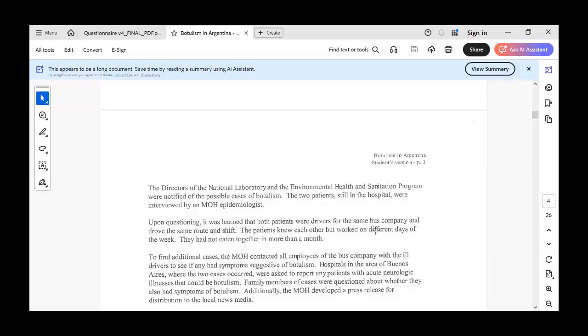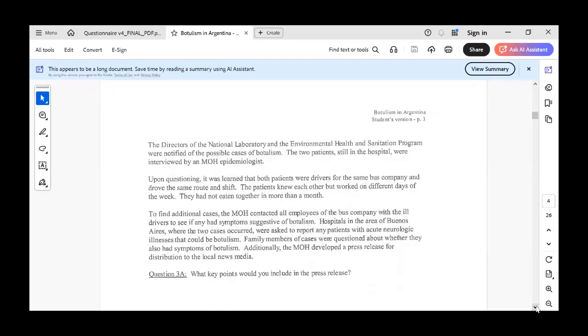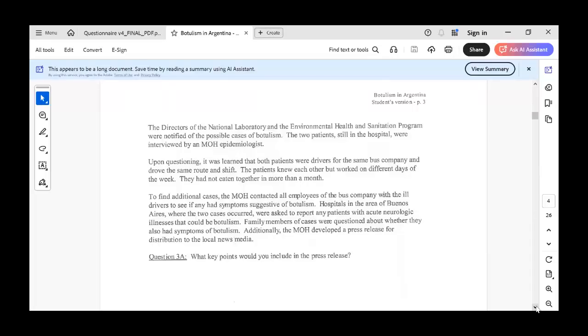All right, the directors of the National Laboratory and the Environmental Health and Sanitation Program were notified of the possible cases of botulism. The two patients still in hospital were interviewed by a Ministry of Health epidemiologist. Upon questioning, it was learned that both patients were drivers for the same bus company and drove the same route and shift. The patients knew each other but worked on different days of the week. They had not eaten together in more than a month.